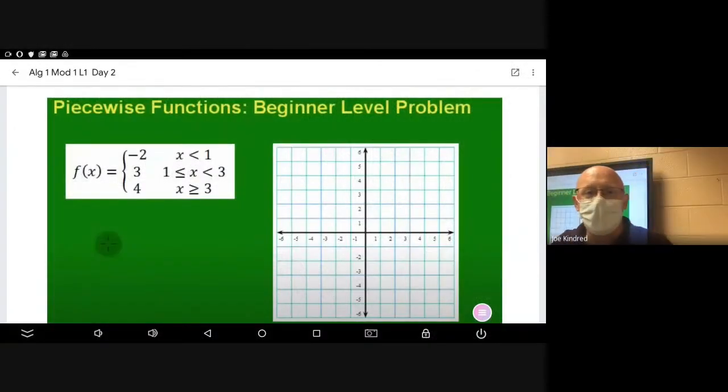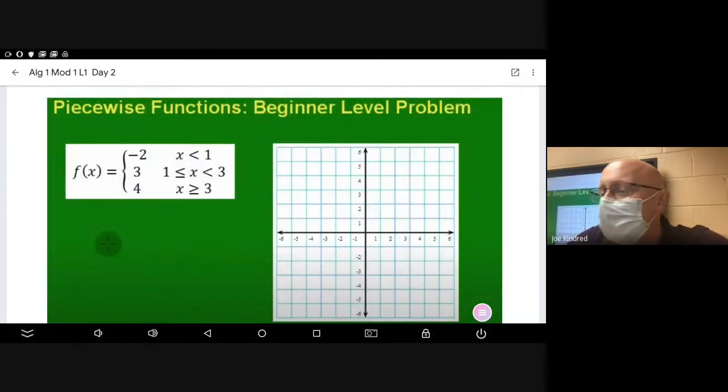Okay, so lesson 1, algebra 1, module 1. This is sort of an introduction and a review of what piecewise functions are.